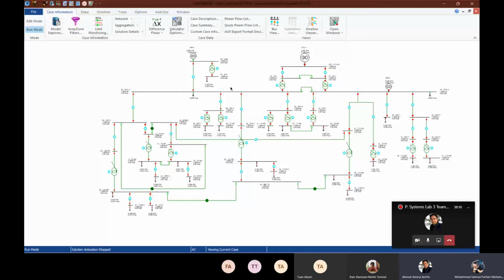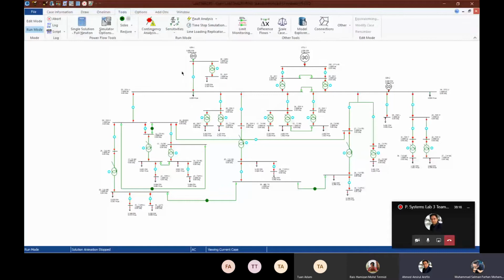First, tell me what's the difference in the diagram between task 1 and task 2. The difference is the generator one is not connected. It has the outage. Okay, and in task 1 it was connected. Yeah. Okay, that's good. So now run the power flow.